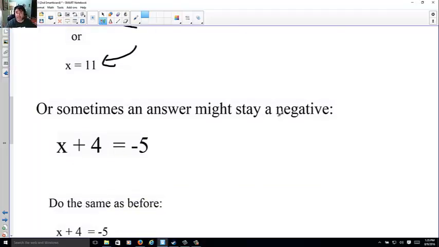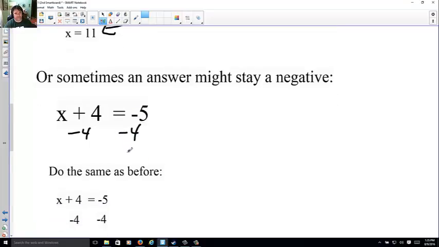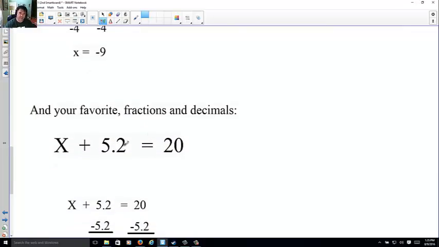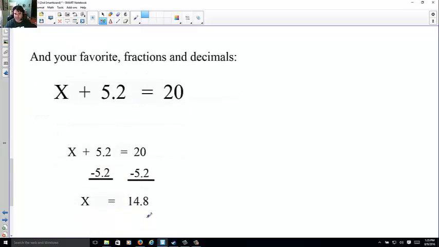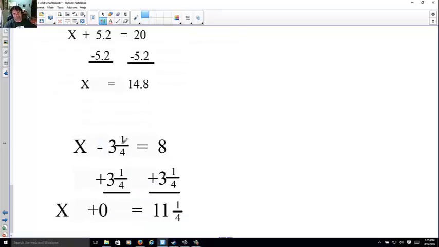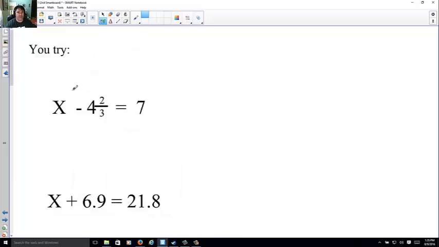But sometimes the answer might stay a negative. So in other words, instead of plus 4, we're going to minus 4. Remember, when you're adding 2 negatives, it makes a larger negative. So negative 5 minus 4 makes negative 9. And your favorite, fractions and decimals. So instead of plus 5.2, you minus 5.2 to both sides, and you get 14.8. And instead of minus 3 1/4, you're going to add 3 1/4. You remember, 8 plus 3 makes 11, and 1/4 comes along for the ride.